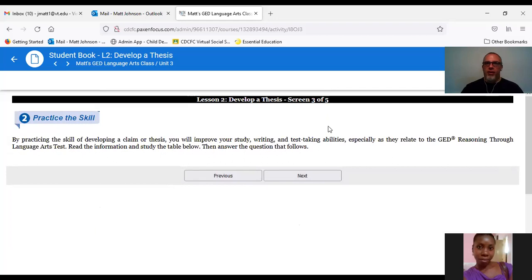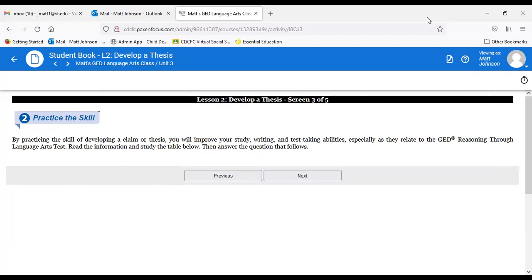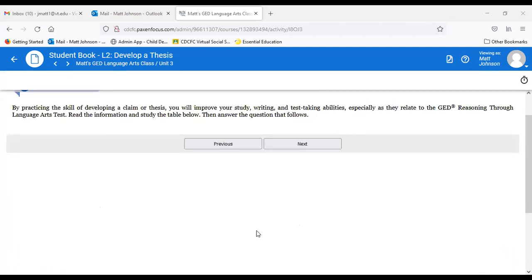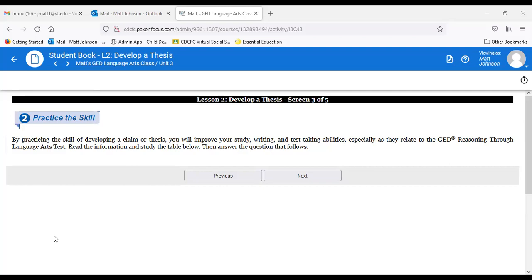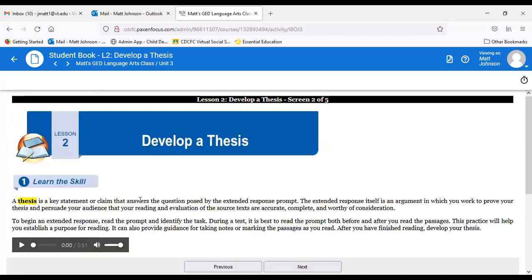Okay, so it says here, by practicing the skill of developing a claim or thesis, you will improve your study, writing, and test-taking abilities, especially as they relate to the GED Reasoning Through Language Arts test. Read the information and study the table below, then answer the questions that follow. So we're going to have a little more audio here to kind of explain how the questions are going to work today. It's a little bit different. It's going to be a little more writing, not very many multiple choice, but we're going to all work through it together.